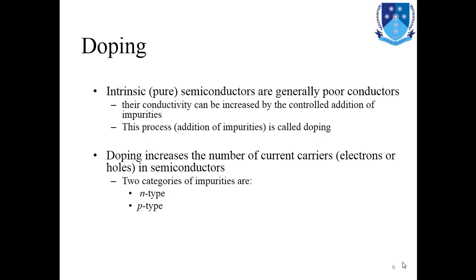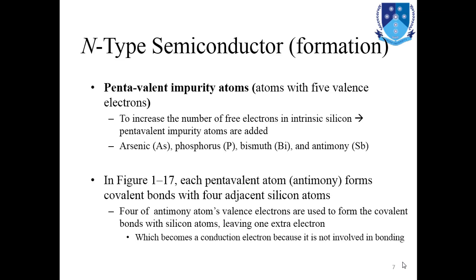The doping process increases the number of current carriers, which might be electrons or holes in semiconductors. The two categories of impurities are N-type and P-type impurities. It means that we have to add either the N-type impurity or the P-type impurity in intrinsic or pure semiconductors.